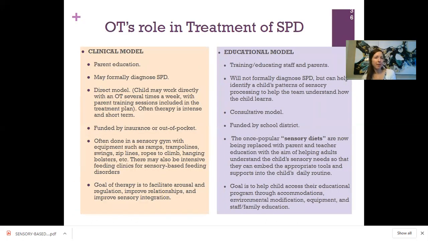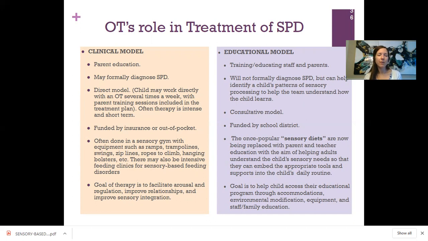Okay, so the occupational therapist's role in the treatment of SPD is very different based on the clinical model versus the educational model. In the clinical model, the focus is on parent education and, of course, remediating a child's sensory system. They might formally diagnose SPD. Their model tends to be a direct model, so they might be doing some direct therapy. It's usually quite intensive. They might work with a child directly like 5 times a week, with parent training sessions maybe a couple times a week. But oftentimes this intensive therapy is short-term.